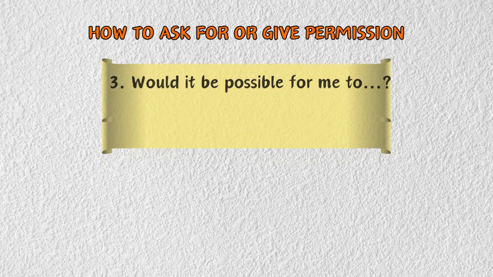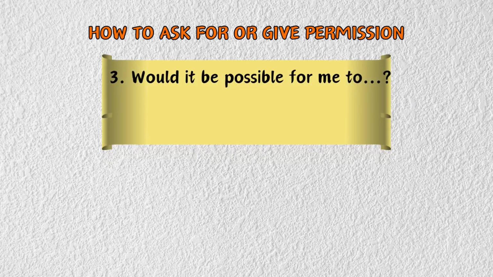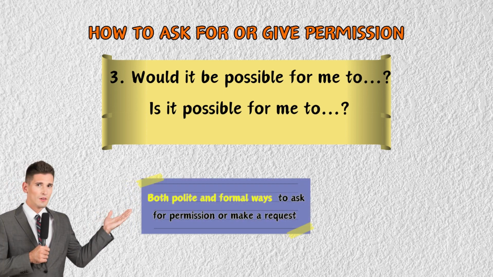Number 3, would it be possible for me to, or is it possible for me to? The structures "would it be possible for me to" and "is it possible for me to" are both polite and formal ways to ask for permission or make a request. These structures are often used in professional or formal settings.